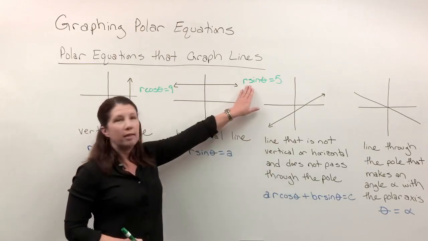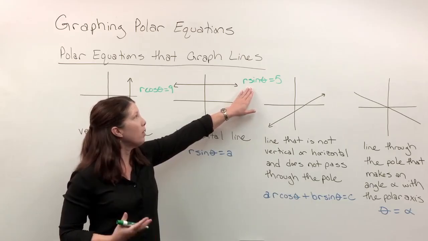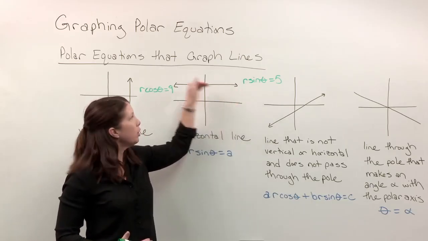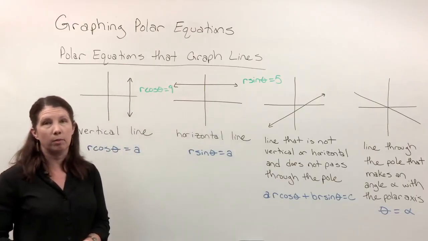Knowing that r sine theta is equivalent to y, in rectangular form, this equation would be y equals 5, which again, we know graphs a horizontal line on a rectangular plane.